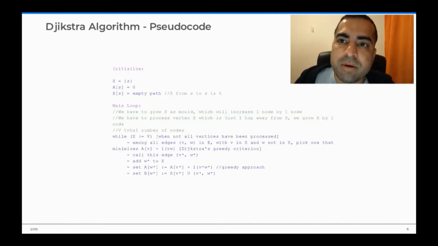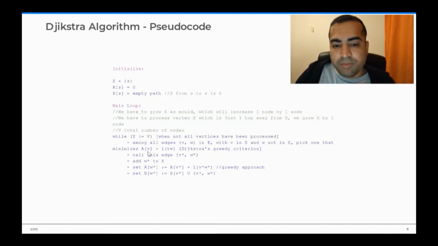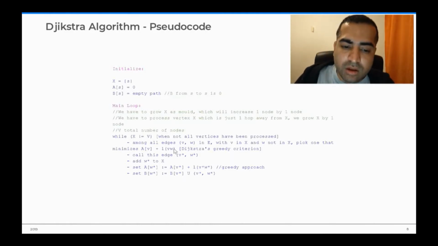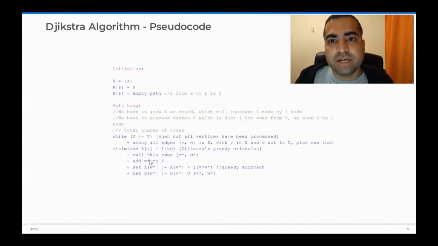We choose the minimum edge between v and w, such that it minimizes A of v plus the length of the edge vw. This is called Dijkstra's greedy criterion. Once we satisfy this condition, we add w to X. That means this vertex is now conquered, and we have increased our moat X to the new vertex. We also add the shortest distance for this node w to our set A, as well as to set B as the shortest path.